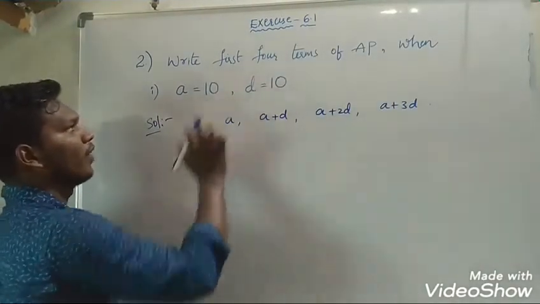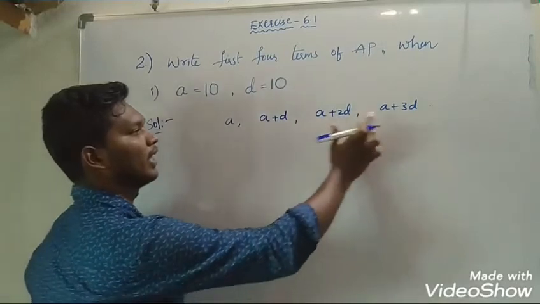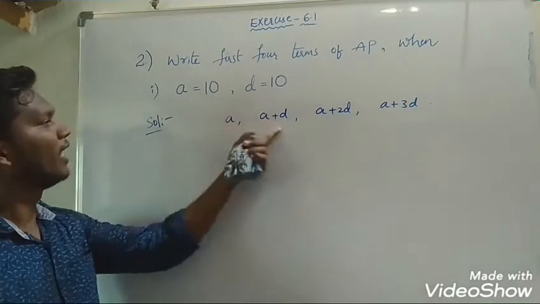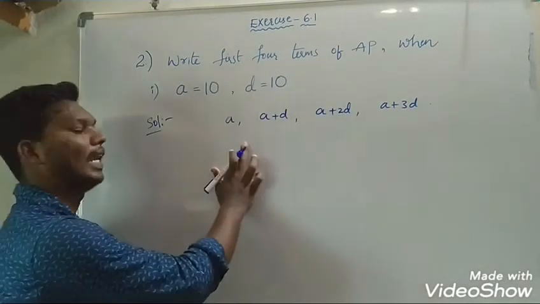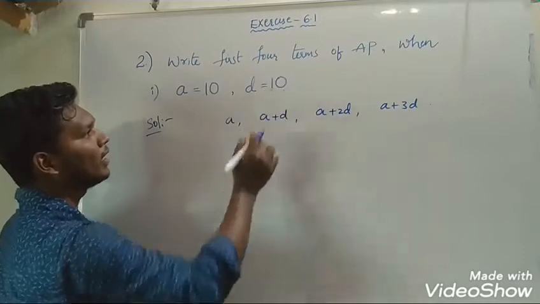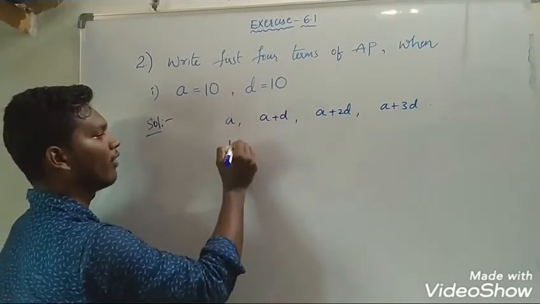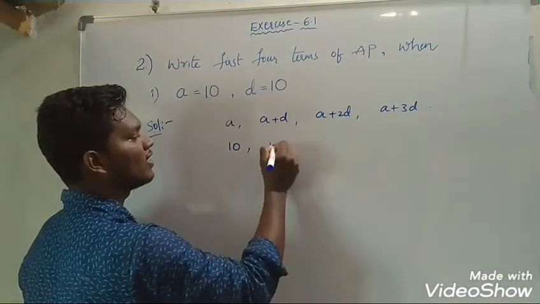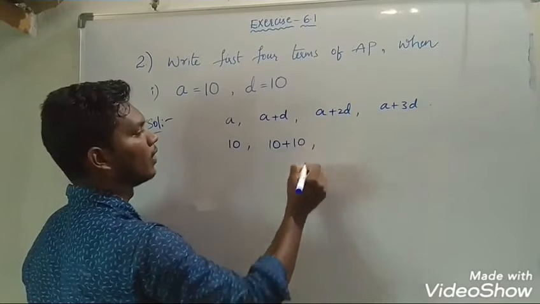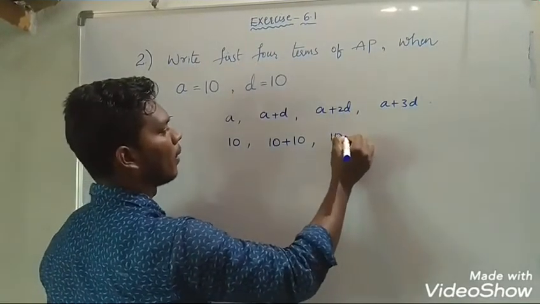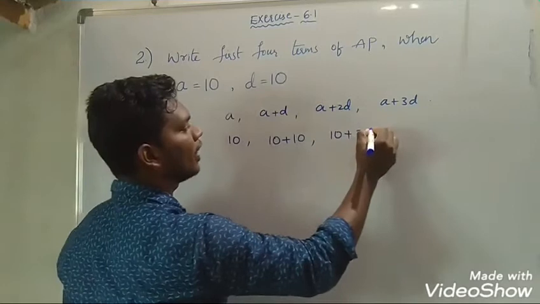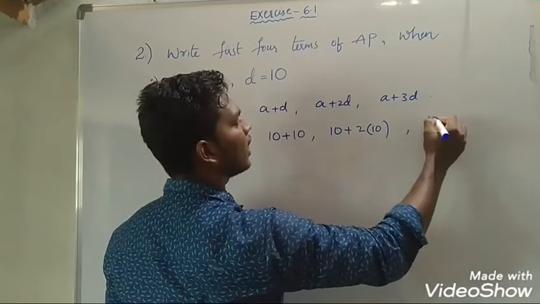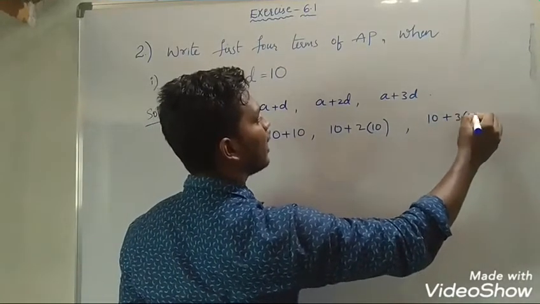But he is asking us to find the first 4 terms, friends. So 1, 2, 3, 4, up to A plus 3D. See friends, we already have the A value and the D value. Just simply substitute the values of A and D, and you will get the first 4 terms. A is equal to 10, right? So instead of A, I am writing 10. The second term is A plus D, so A is 10 and D is 10. Next, the third term is A plus 2D, so 10 plus 2 into 10. The fourth term is A plus 3D, so the A value is 10 and 3 into the D value 10.